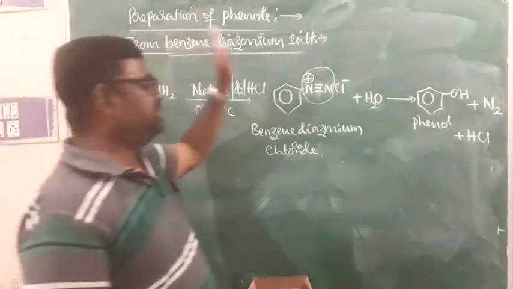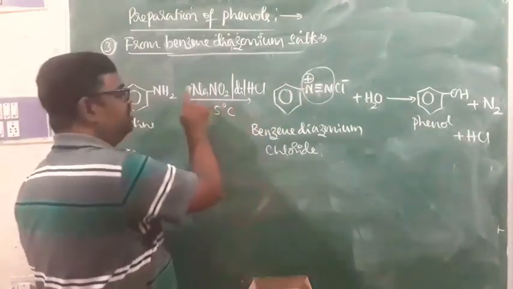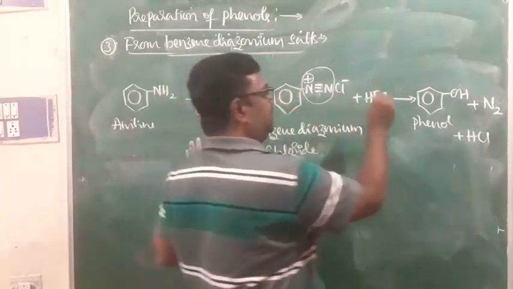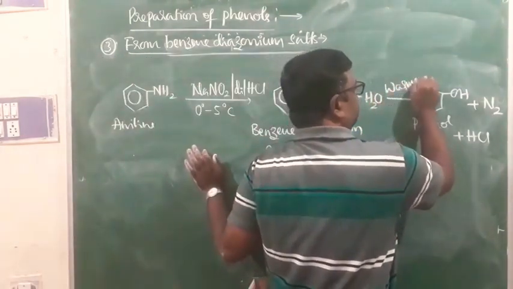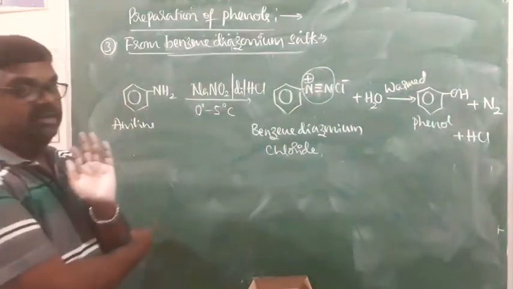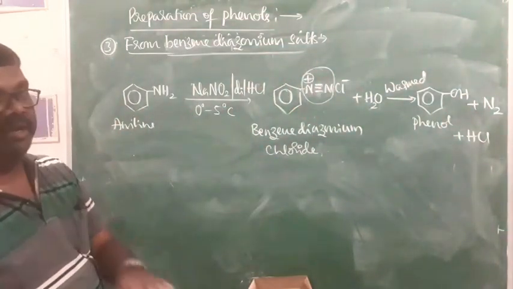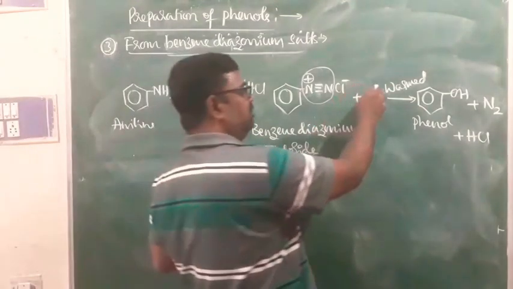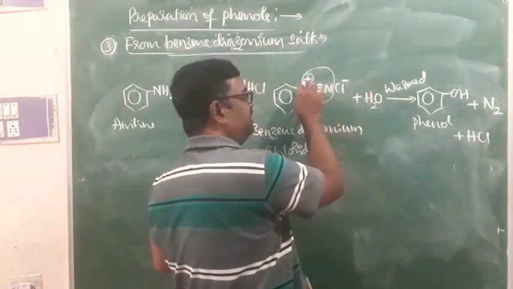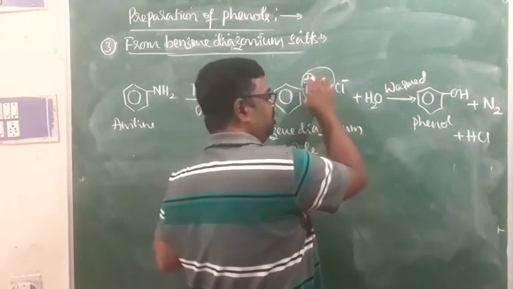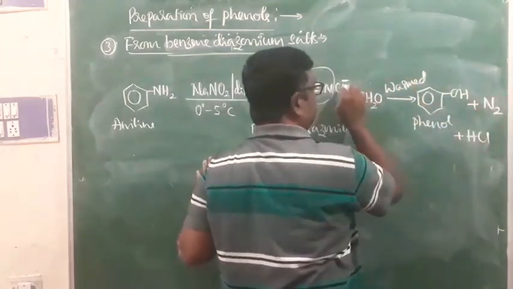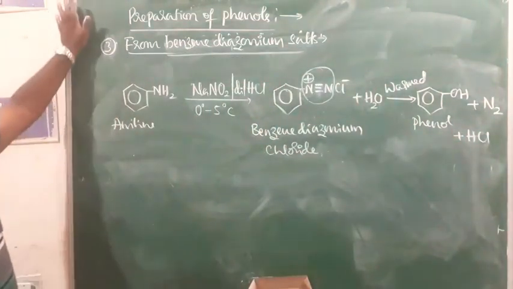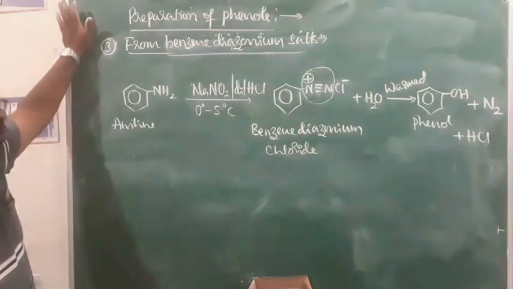Aniline will be converted to benzene diazonium chloride by reacting with sodium nitrite in dilute HCl at 0 to 5 degrees Celsius. When it is warmed with water, the whole azo group is replaced by OH group along with the formation of HCl. The source of OH group attacks the benzene ring by replacing the azo group. Azo group is removed in the form of N2, Cl minus will be removed in the form of HCl. So that is what we call preparation from benzene diazonium chloride salts.